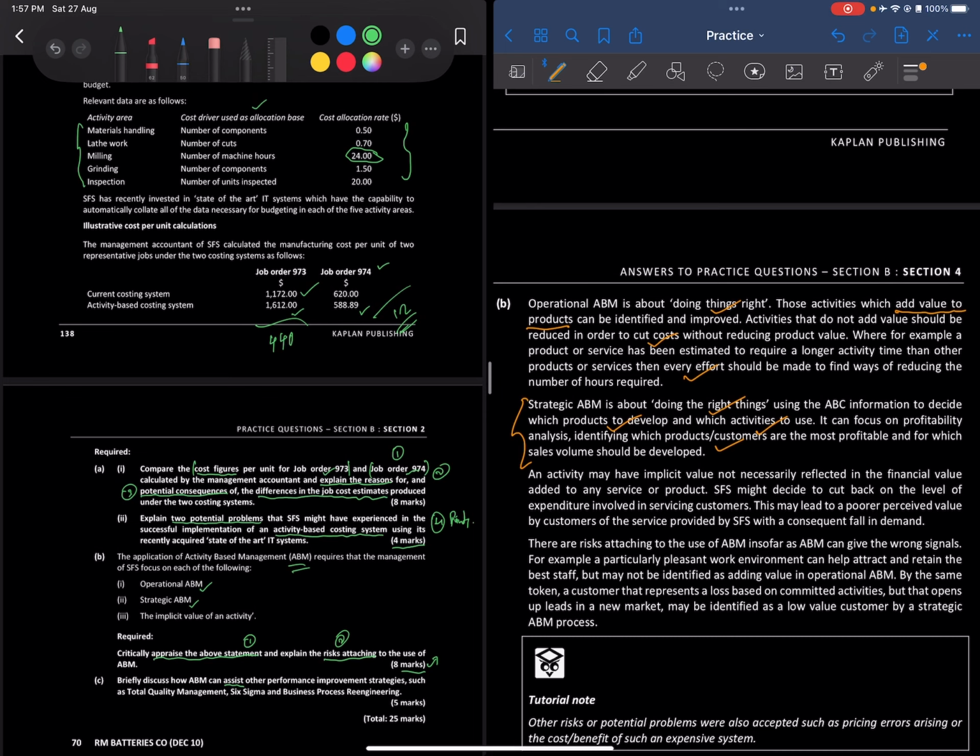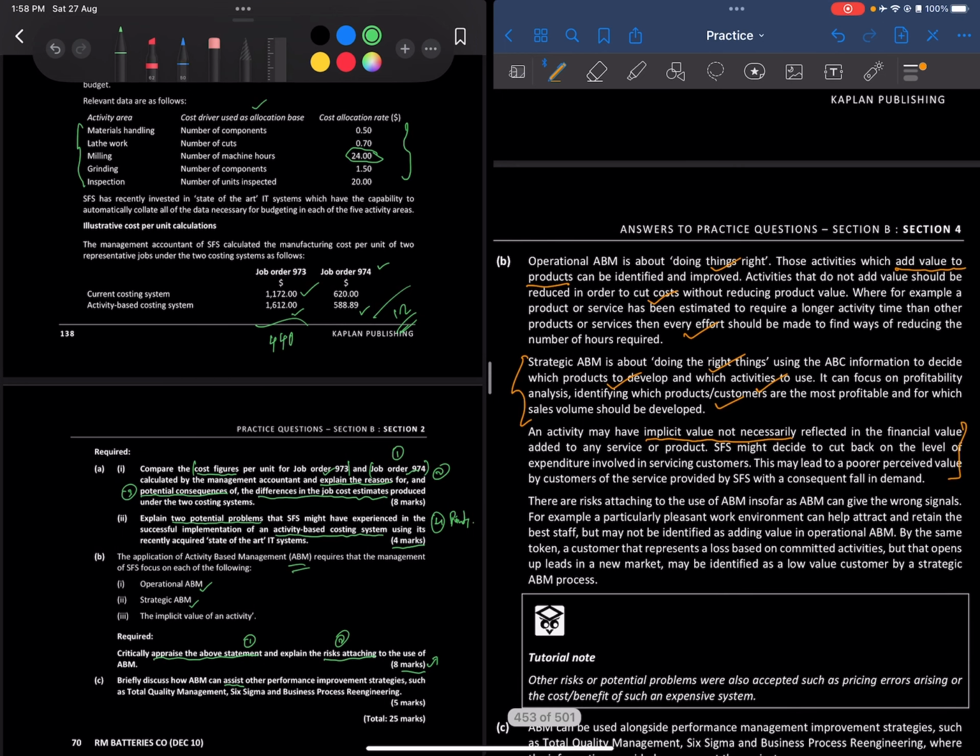An activity may have implicit value, not necessarily reflected in the financial value added to any services or product. So SFS might decide to cut back on the level of expenditure involved in servicing customers. Implicit value here means that it's not very apparent, like at the customer level as well, and may not be reflected by the financial value. If we decide to cut on servicing customers, this might lead to poorer value perceived by customers for the services provided by SFS, with a consequent fall in demand. So even though it's not very apparent, the activity may have implicit value which is not yet reflected in the financial value.